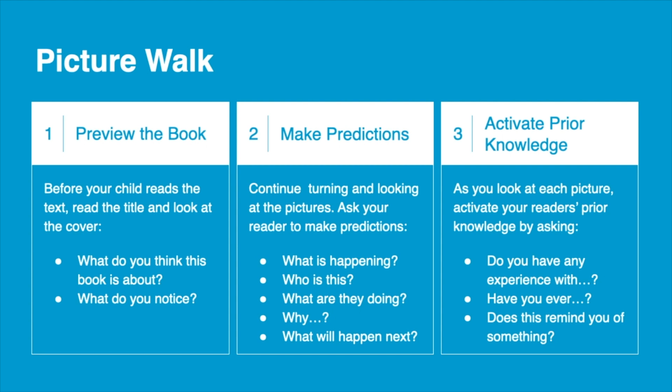We want to look first at the cover, look at the title, read that aloud, the illustrator and the author, and then ask your reader, what do you think this book is about? What do you notice? And as you turn the pages then, you want to have your child make predictions.